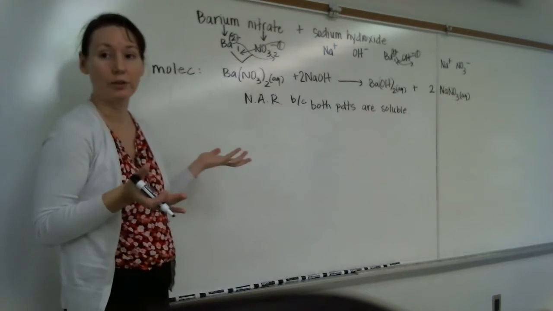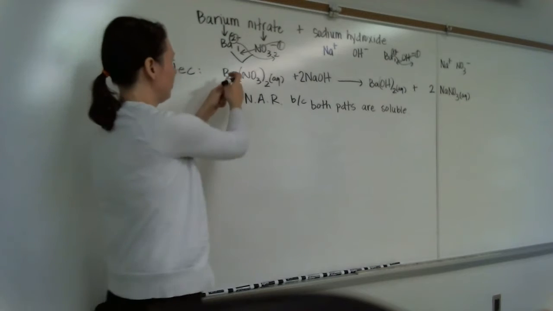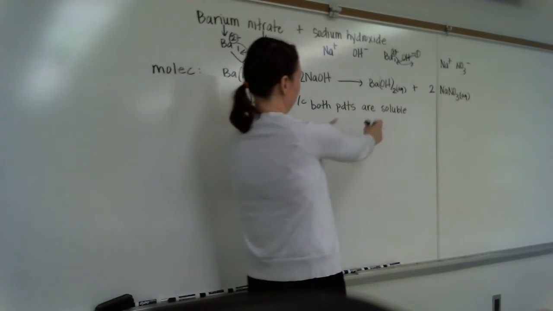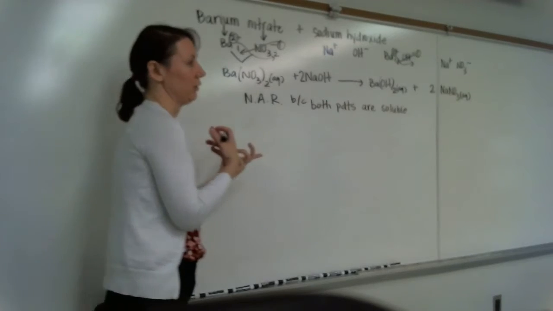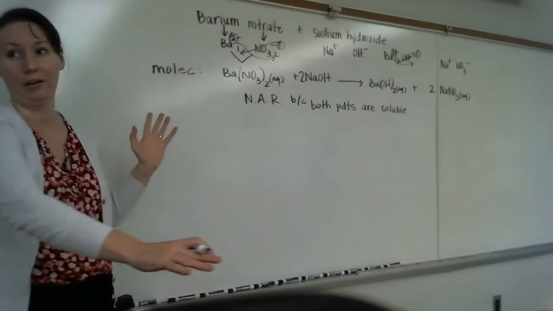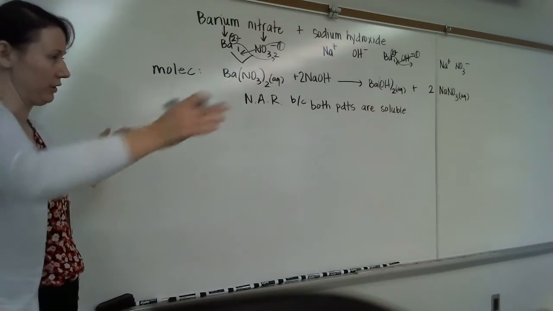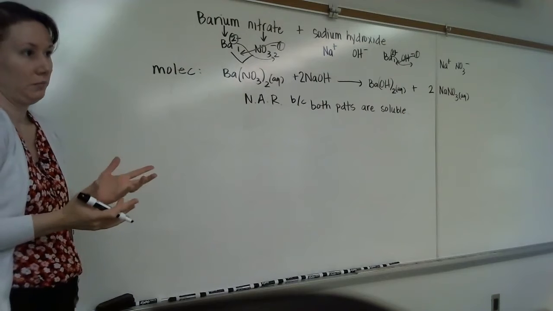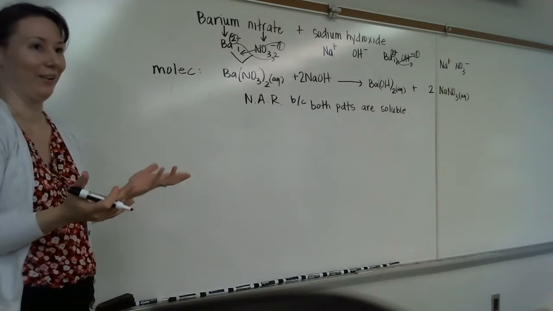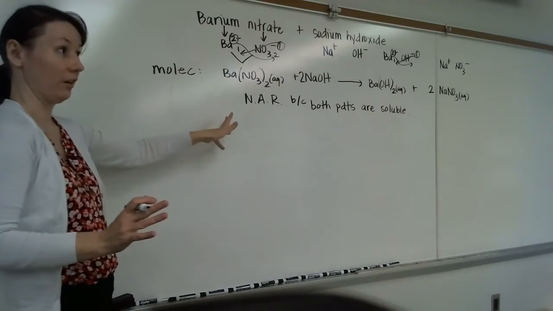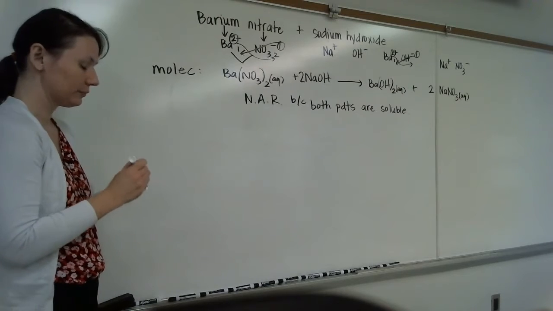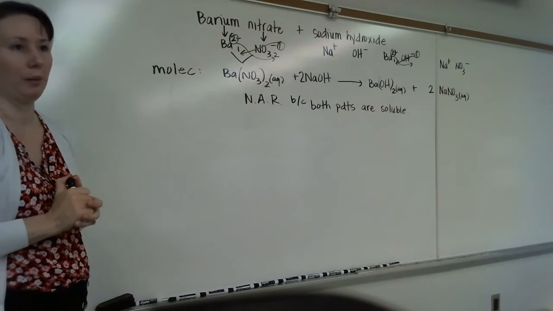Because if you try to write a net ionic equation, you dissociate this, this, this, and this, and it's all going to cancel out, right? You'll be left with nothing. You're literally going to cross everything out. So why waste your time writing all that out? If nothing's happening, you're just making a mixture. That's all there is to it. No apparent reaction.